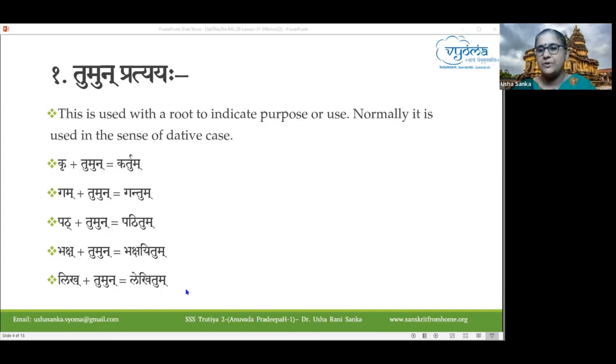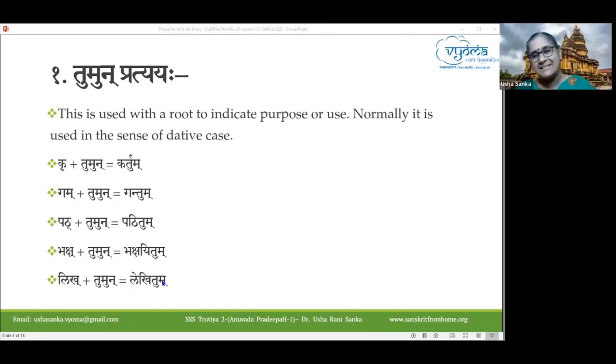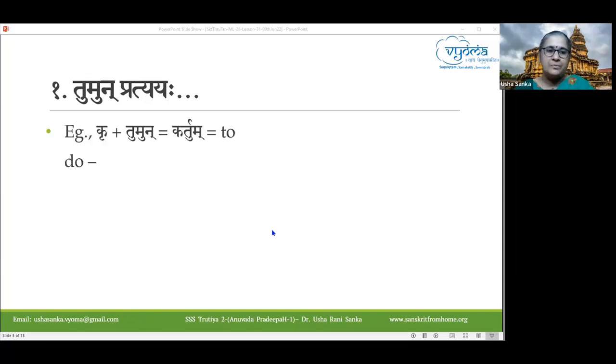Lik plus tumun. So we observe guna of li, and then because it's sit, it has become lekhitum. Correct. There is a guna and there is an idagama also. Okay. Good. Fine. So next, tumun pratyaya.